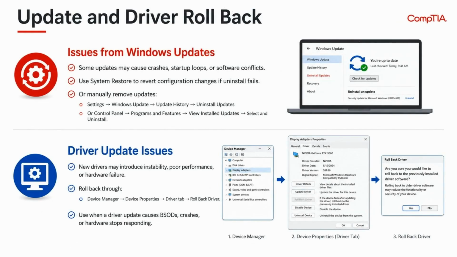Updates and drivers can sometimes cause instability. If a Windows update causes problems, you can uninstall it manually via the Update History menu. If a driver update causes a crash, use Device Manager to roll back to the previously installed version.